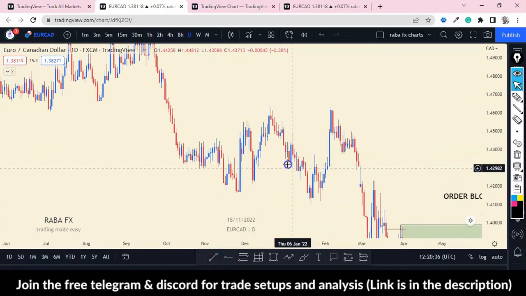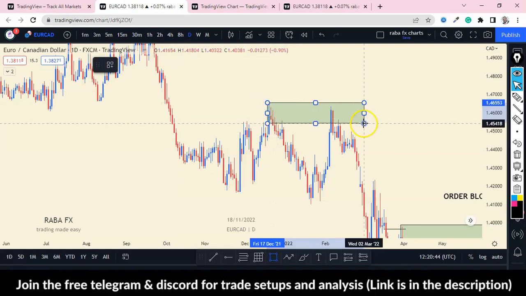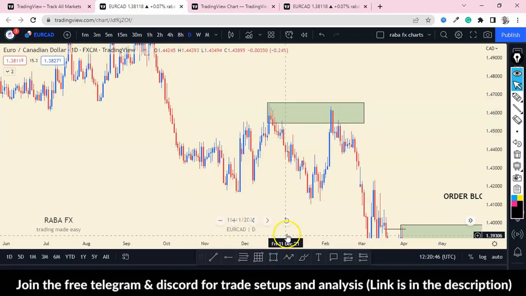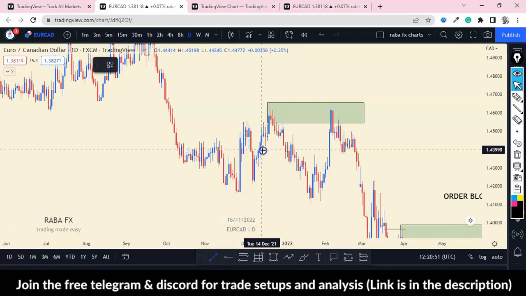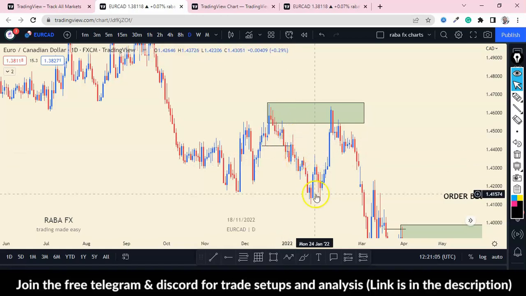I can give more examples here. For example, you can see this is a manipulative move to the upside, and then it created a break of structure. You can see we have a break of structure here, and here. Price went down. Did it create any form of imbalance? Yes, these are imbalances. So it makes sense for you. All of these are inducement. Price came and went down.